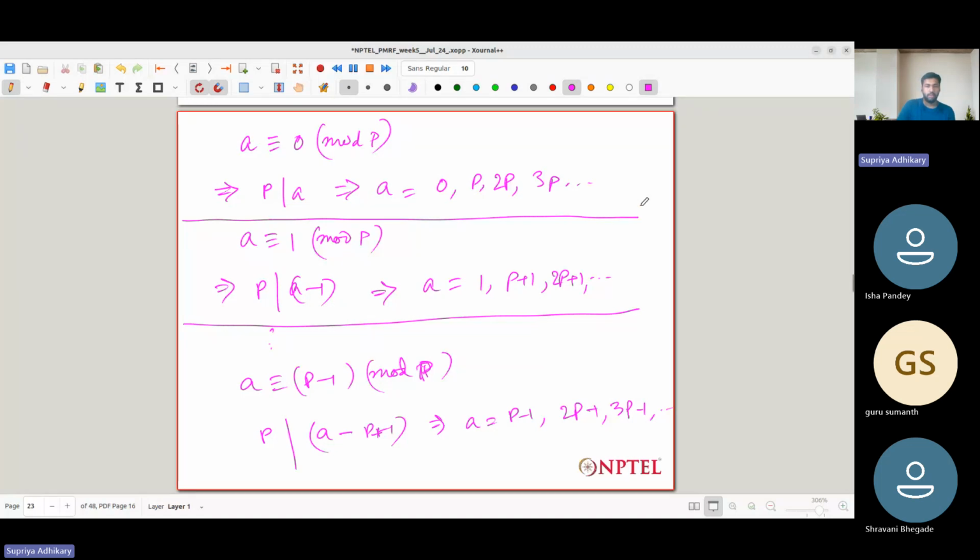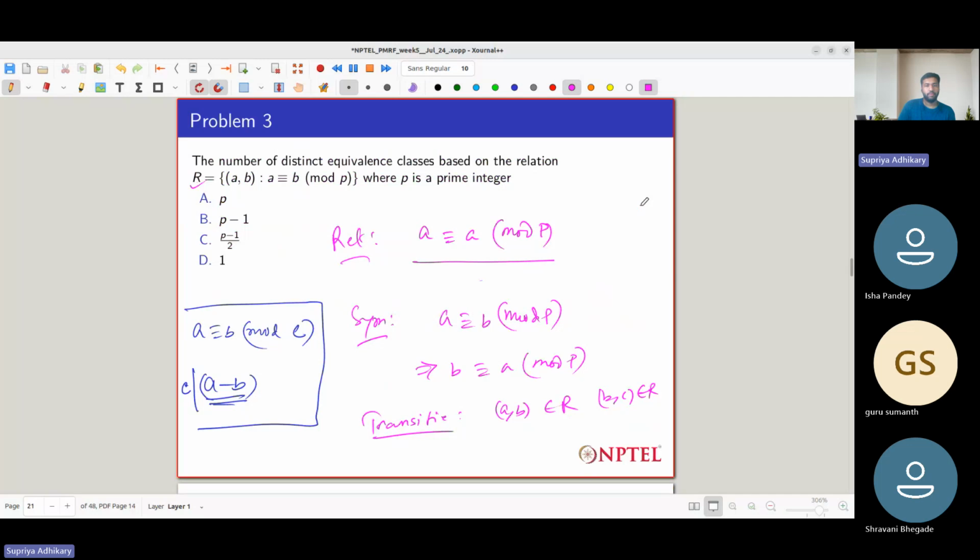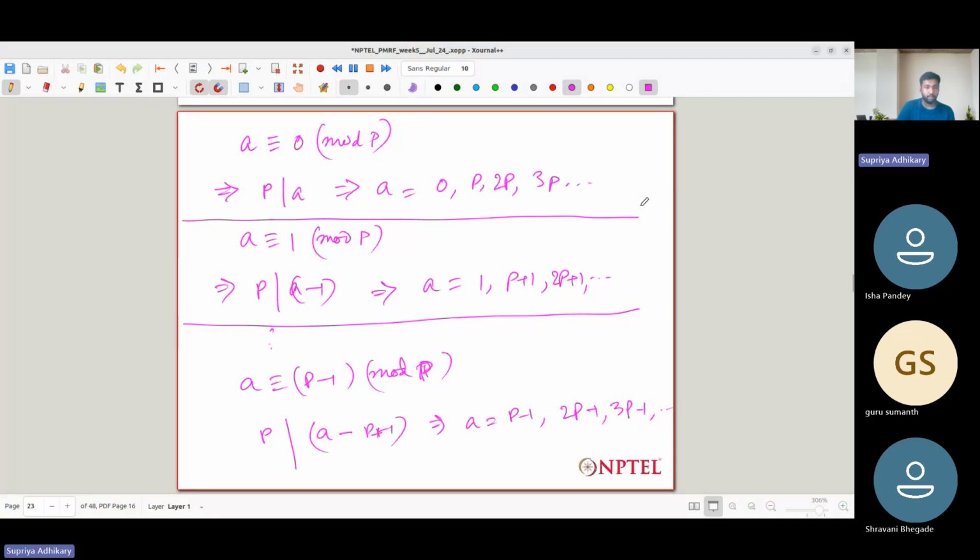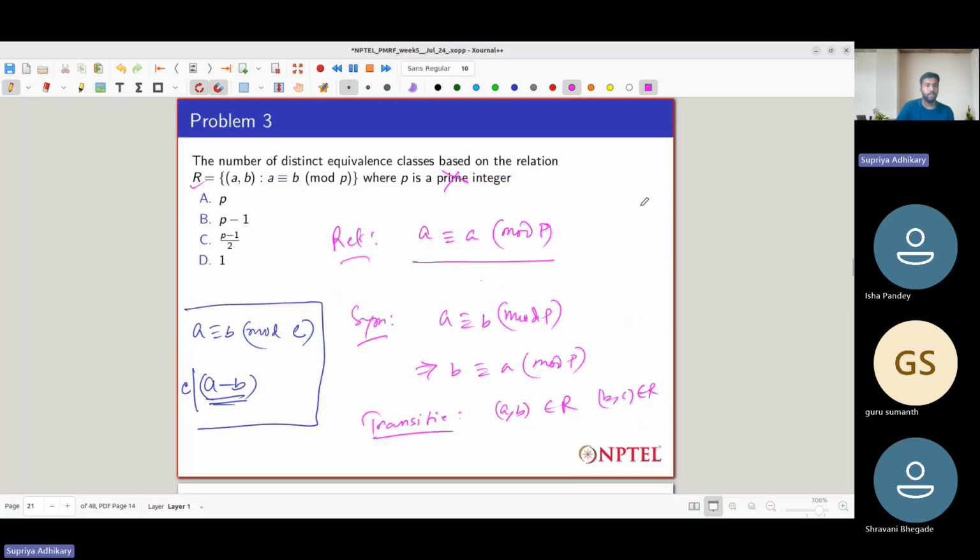Now, indeed, even if we have given this p as a prime integer, this is not really necessary. This condition of a prime integer is not really needed, because for any integer, the classes that we are seeing over here will only give us p many classes: the class of 0, the class of 1, and the class of p minus 1. So there are total p many distinct classes.